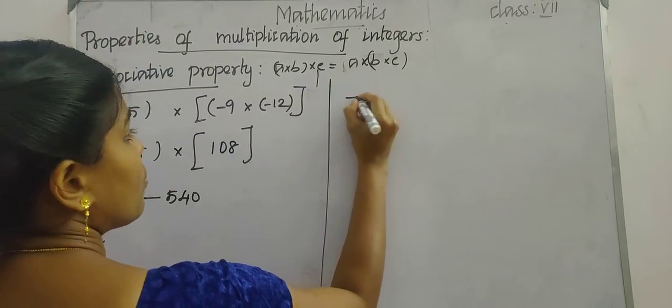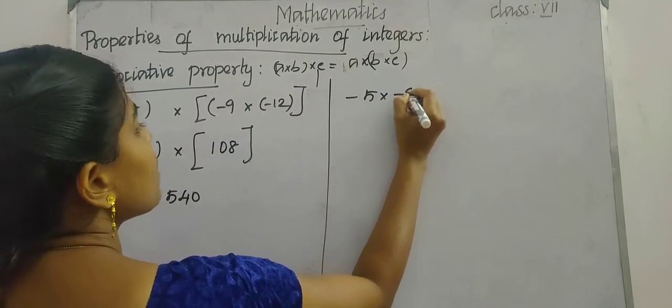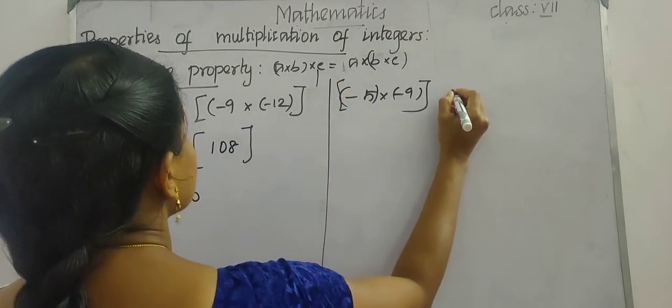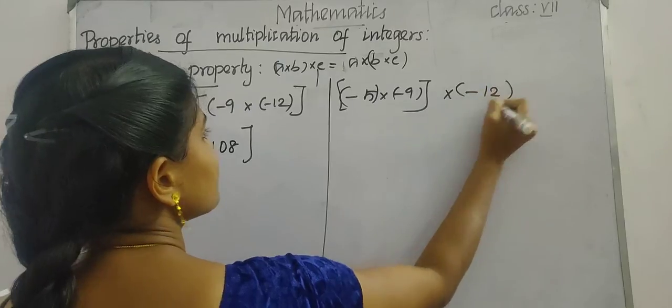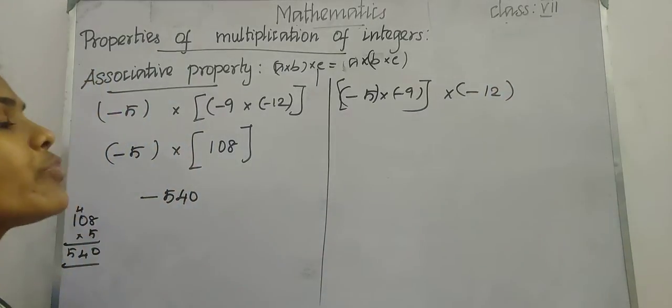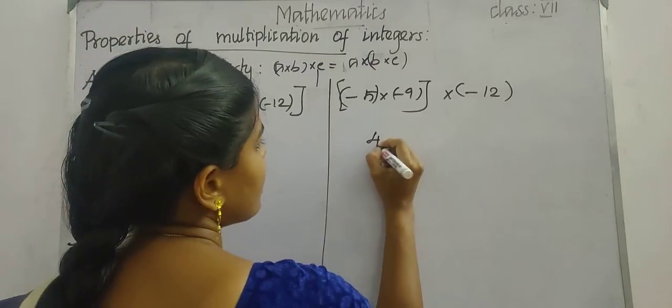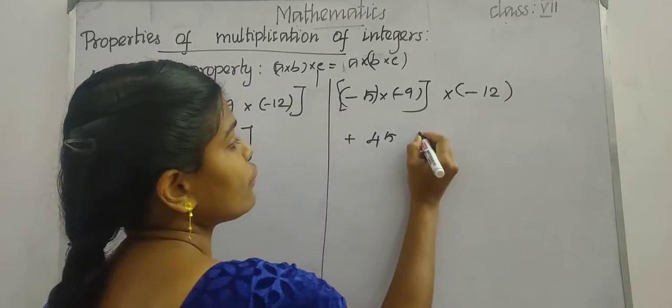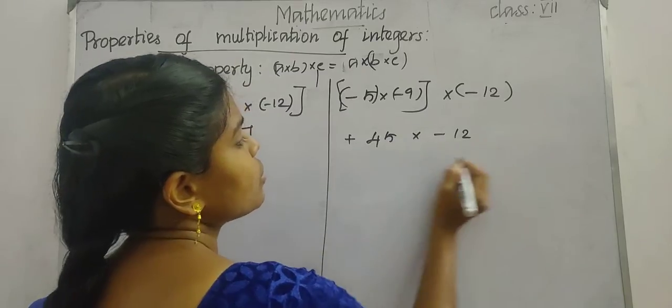Okay, so minus 5 into minus 9 into minus 12. Okay, children, 5 9s are 45. So, minus into minus is plus. So, plus 45 into minus 12. So, 45 into 12.